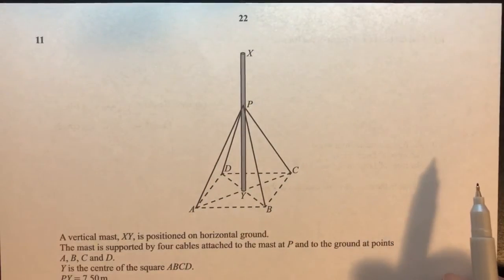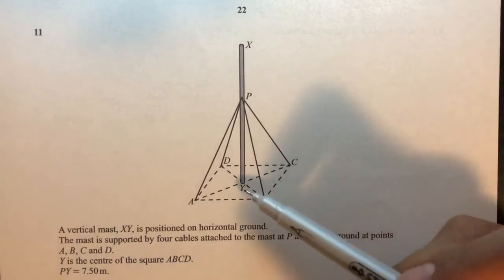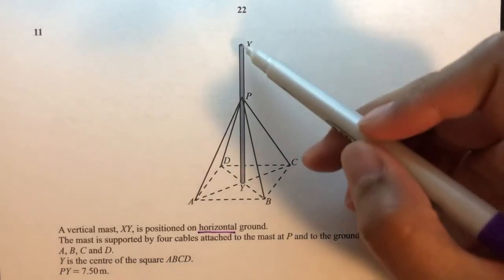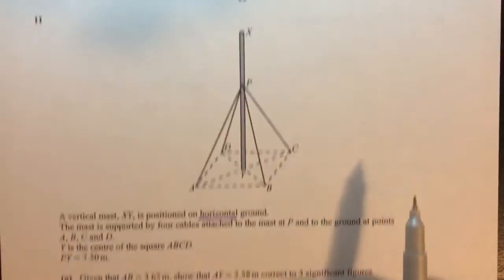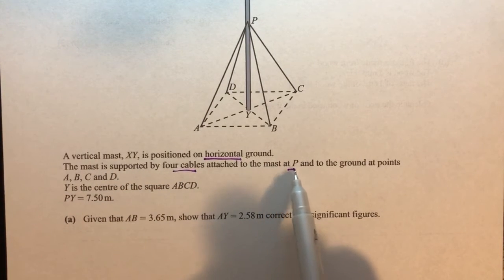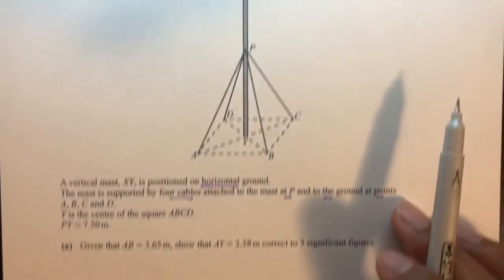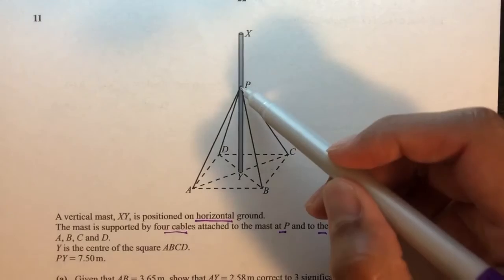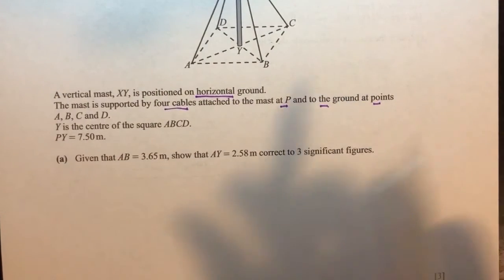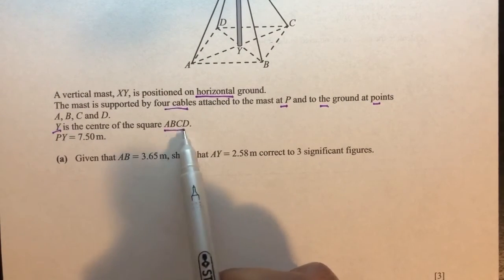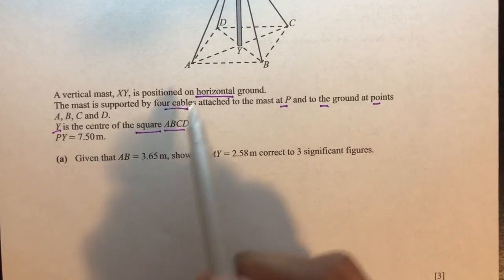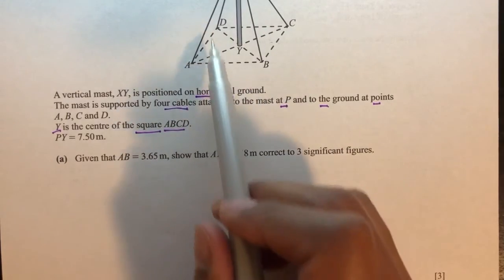Moving on to question 11. So we have a vertical mast, XY, as you can see here. It is positioned on a horizontal ground. It is flat on the ground. It is standing tall here. Now it says the mast is supported by four cables attached at P and to the ground at four points, A, B, C, D. So this is the mast, and it is supported by 1, 2, 3, 4 cables. It's like a pyramid. Now, it says Y is the center of A, B, C, D. So this is the center of A, B, C, and D. It says square, which means the sides are all the same.